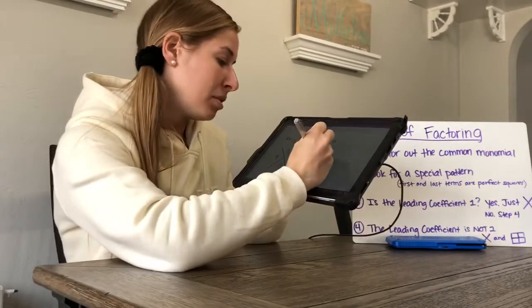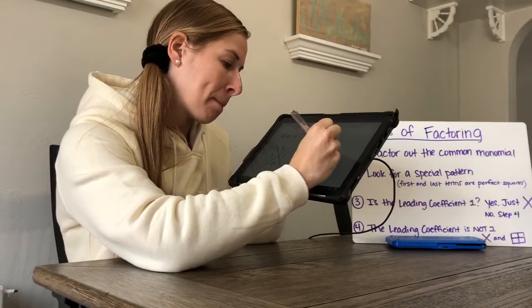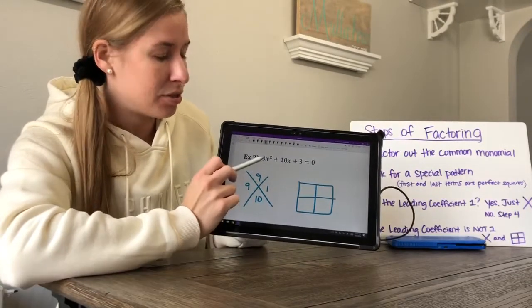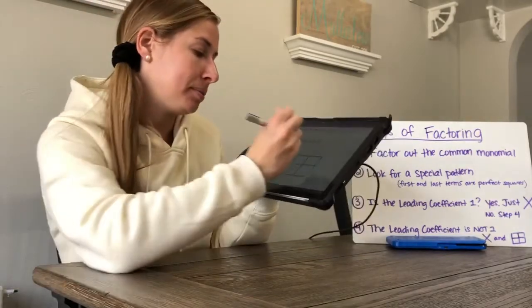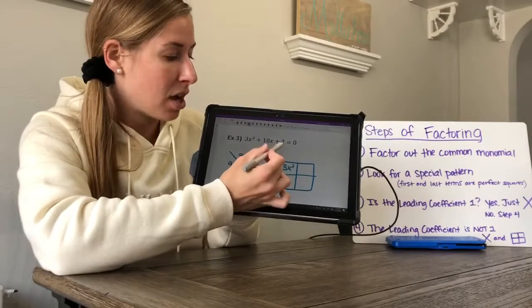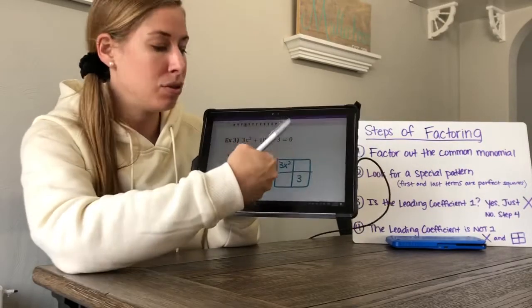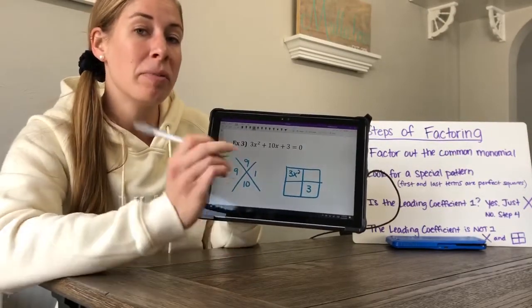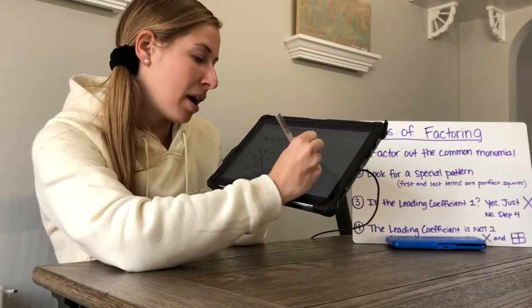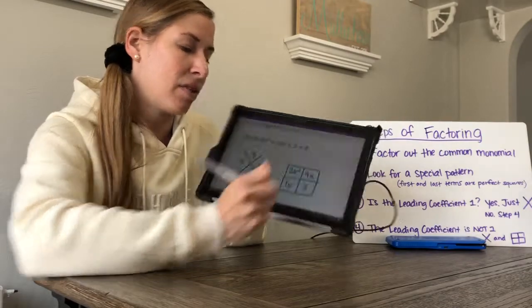Next you need to plug them into your box. So, top left box is your first term, 3x squared. Bottom right box is your constant, 3. And then those two diagonals are the numbers that you just came up with, but add your variable back. Doesn't matter which spot you put them in. If I put 9x here and 1x here, that's fine. It doesn't matter.